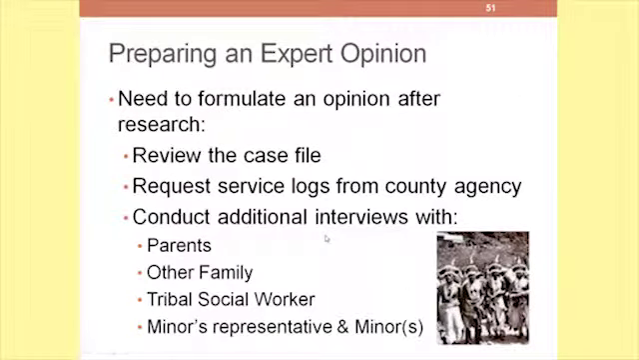Okay, so preparing the opinion, and this is something that I've said we're going to talk about later, so we're here now. There is preparation that goes into forming an expert opinion that will be used for the qualified expert witness testimony. So what do you need to do to formulate an opinion after your research? Well, you need to review the case file.